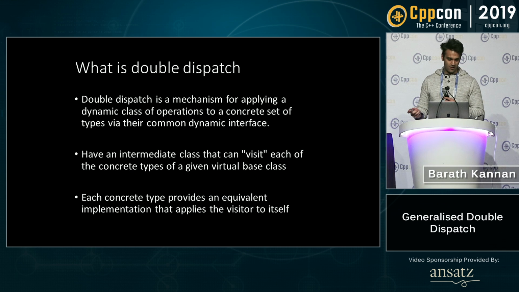So what is double dispatch? Double dispatch is a way to apply a dynamic class of operations to a concrete set of types via their common interface. So you have an intermediate class that can visit each of the concrete types of a given virtual base class, and then each concrete type provides an equivalent implementation that applies to the visitor.